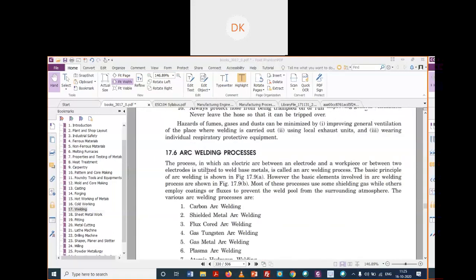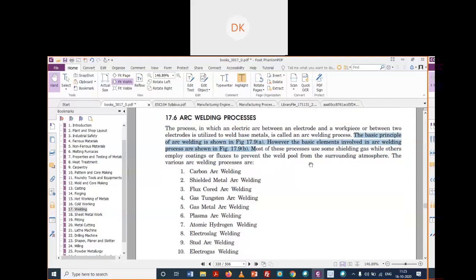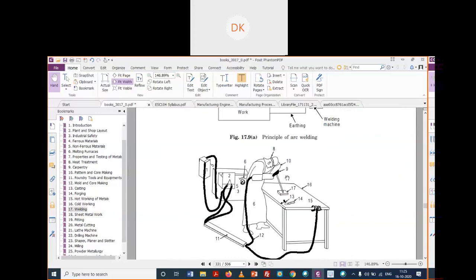Okay, so I'll read. The process in which an electric arc between the electrode and a workpiece, or between two electrodes, is utilized to weld base materials is called an arc welding process. The basic principle of arc welding is shown in the figure. However, in the arc welding process, some shielding gases are involved. So like this, you have to do the arc welding process.